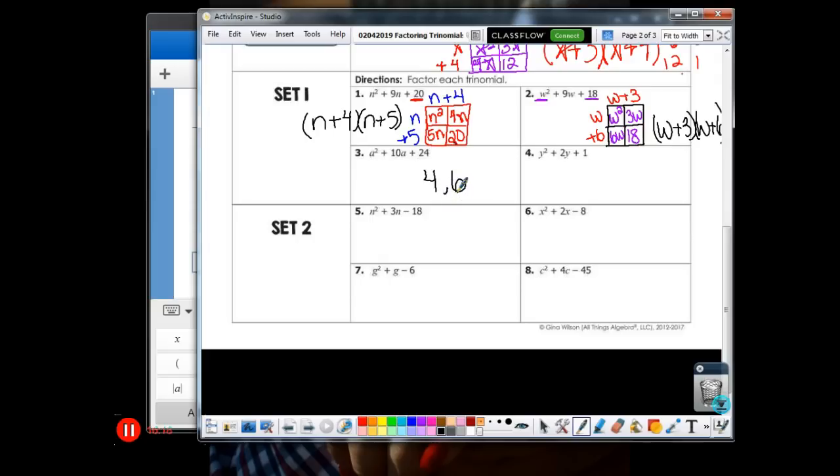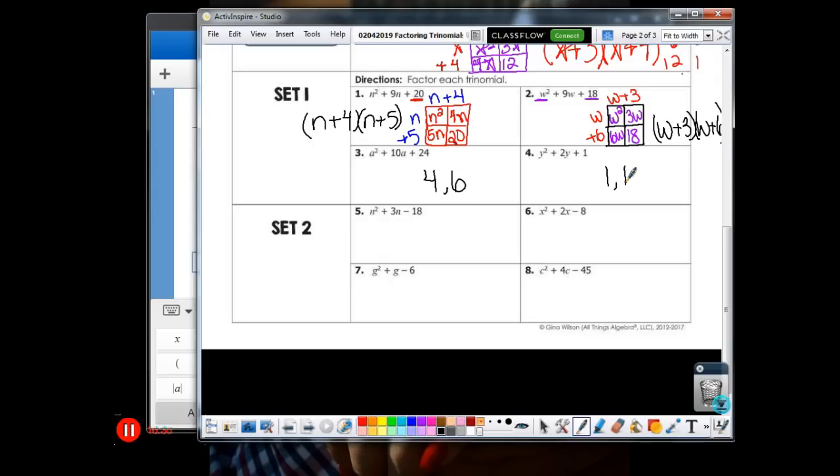Does that make sense? Okay, 1. What times what gives me 1? 1, right? What's 1 plus 1? 2. So here your integers would be 1 and 1. Does this make sense? Alright, let's go to set 2.